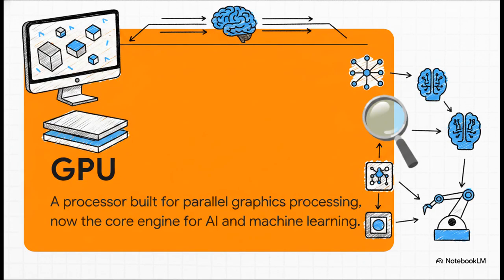So, originally, engineers designed GPUs to handle the really heavy burden of computer graphics, right? We're talking rendering images, 3D animations, and video processing. But as it turns out, an architecture built to calculate thousands of pixels all at the exact same time is the absolute perfect framework needed to power modern AI and machine learning.